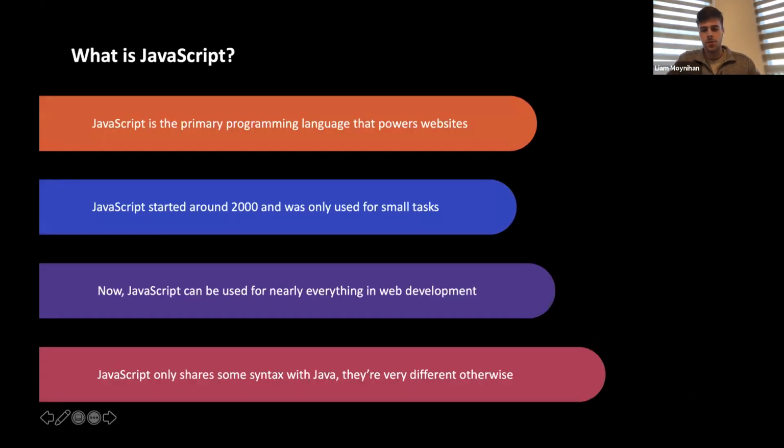So what is JavaScript? Essentially, it's the primary programming language that websites use. It was originally developed around the year 2000. It was mostly used for small website scripting things, but since then it's grown into a very, very popular language that takes over all elements of web development.